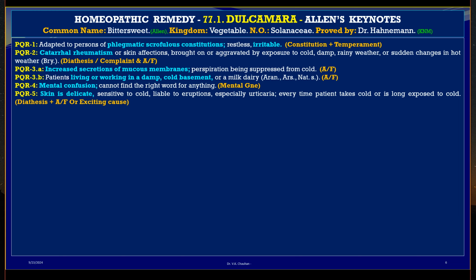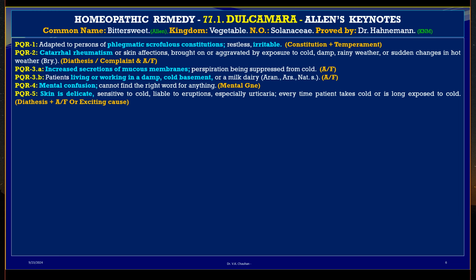PQR5: skin is delicate, sensitive to cold, liable to eruptions, especially urticaria. Every time the patient takes cold or has long exposure to cold, so there is a diathesis. Diathesis for liable to skin eruptions, a predisposition to have skin eruptions. When, especially, what kind of skin eruptions?